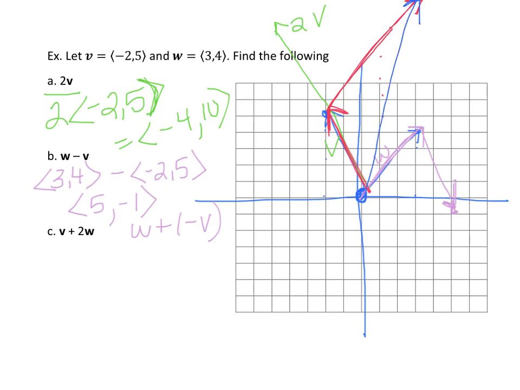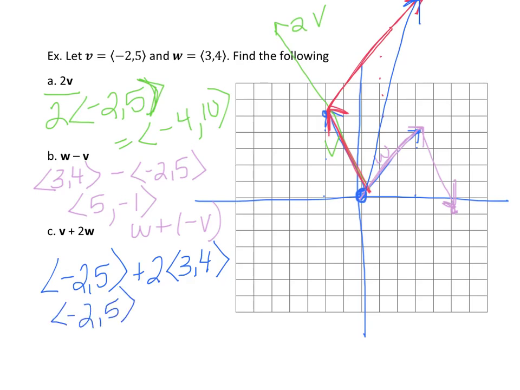I want you to understand, to know what it's going to look like graphically as well as mathematically. The math isn't hard, but you've got to be able to see it to know if your answer is reasonable. So if I take v, negative 2, 5, and I add on 2 of w, so this is still negative 2, 5 plus 6, 8. So now this is negative 2 plus 6 is 4. 5 and 8 is 13. Now does that seem reasonable for this point up here to be 4, 13? Looks like it to me.